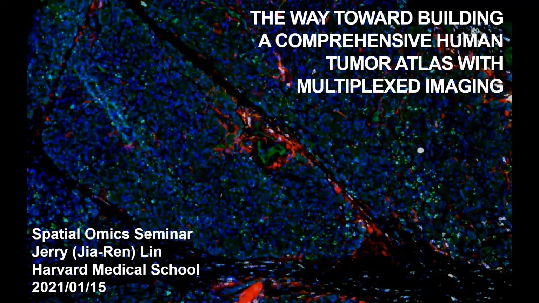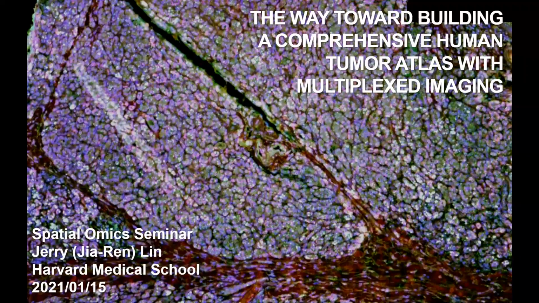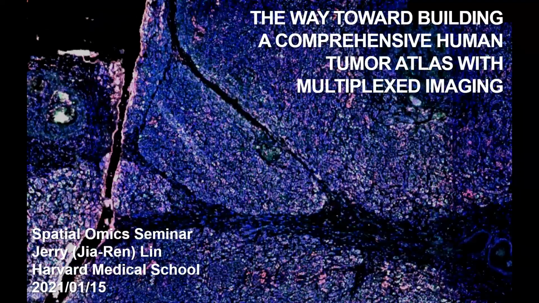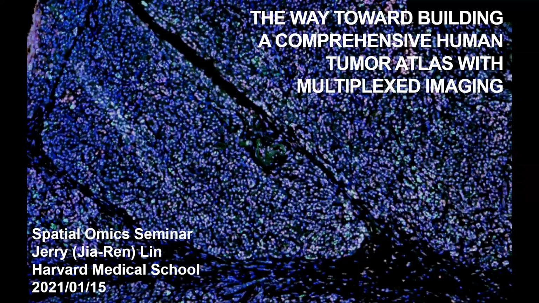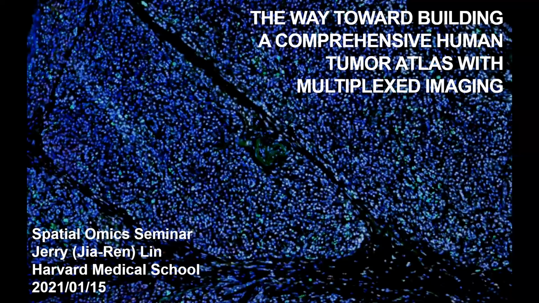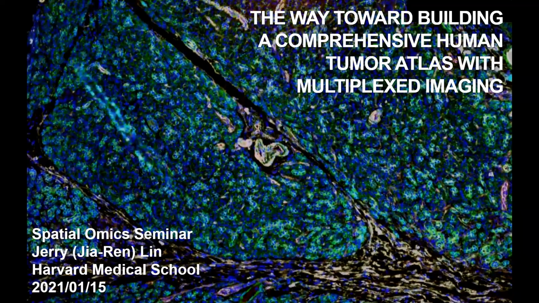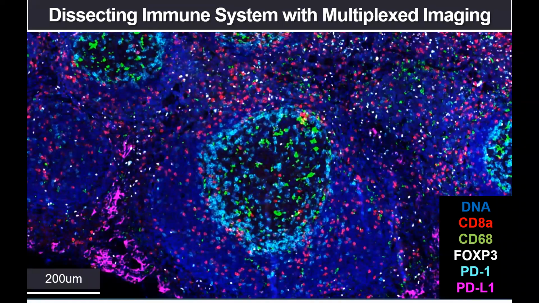So today, the title here is a bit vague, but I must just say, we will introduce a little bit about our technology and the work we've been doing with what we call cyclic immunofluorescence. But since this is a spatial omics seminar, we want to make it a little bit more general.